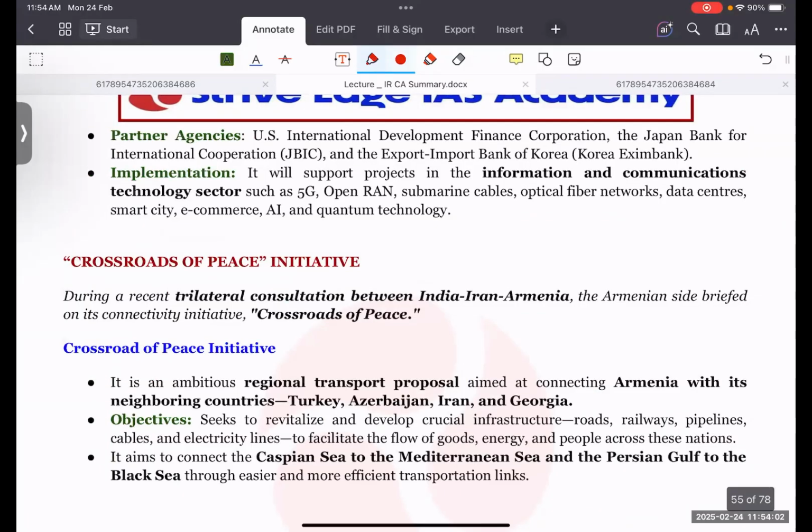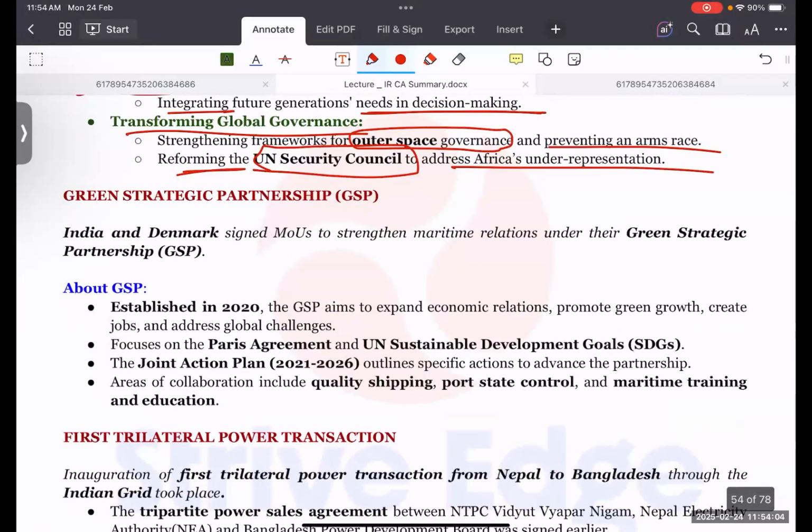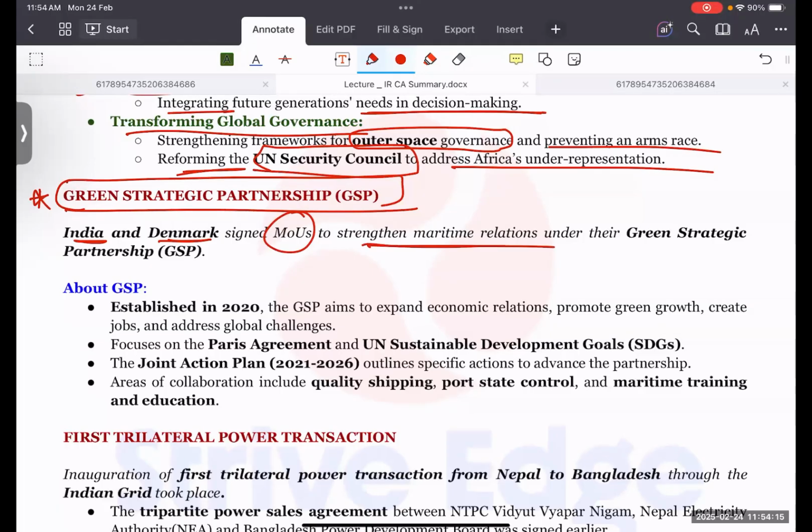Now we have the next initiative, the Green Strategic Partnership. So what is this Green Strategic Partnership? That is between the countries India as well as Denmark. Both have signed MOUs to strengthen maritime relationships under the Green Strategic Partnership. Under this one particular Green Strategic Partnership, both the countries India and Denmark have signed the MOUs.